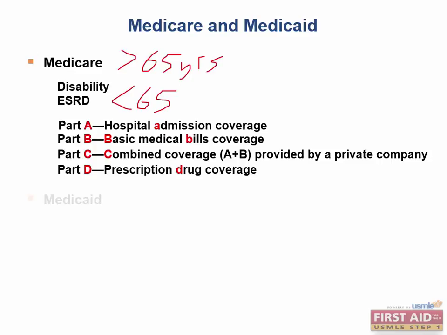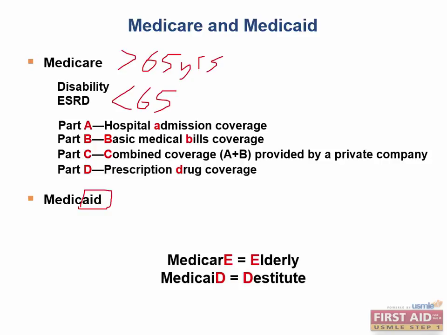In comparison, Medicaid is federal and state health assistance for people with very low income. So you can kind of try to focus on that aid element of it. You should remember that Medicaid coverages and reimbursements differ from state to state. And again, that insurance should never affect the medical advice that you give a patient. A mnemonic you can use to help you remember this is that Medicare is for the elderly and Medicaid is for the destitute.